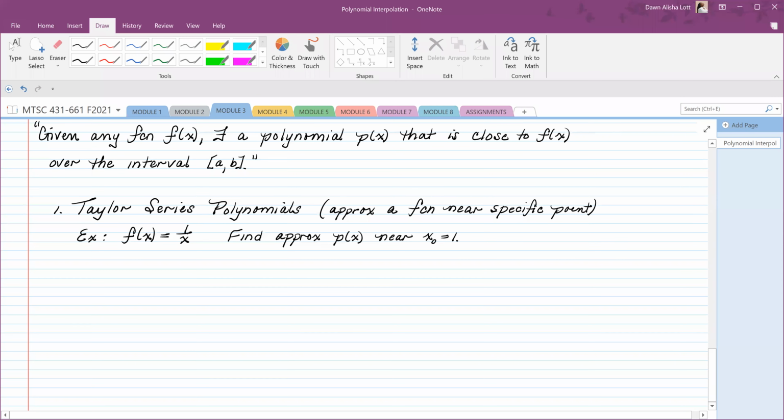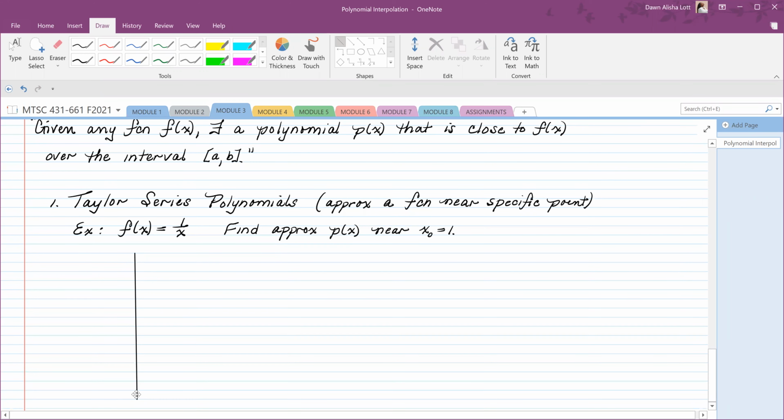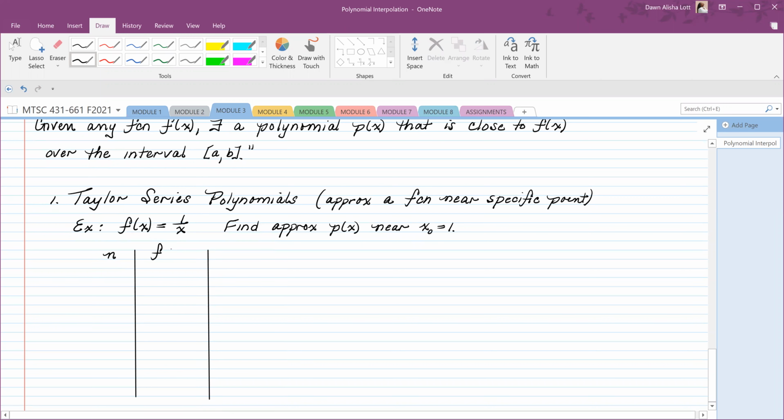We've all done this. Okay, so I like to do my little chart here. So the first thing I have is n, and then I have the nth derivative. This is the way I teach my younger students, the nth derivative of x. Then, of course, I have the nth derivative at 1 because that's the point that I'm looking at.